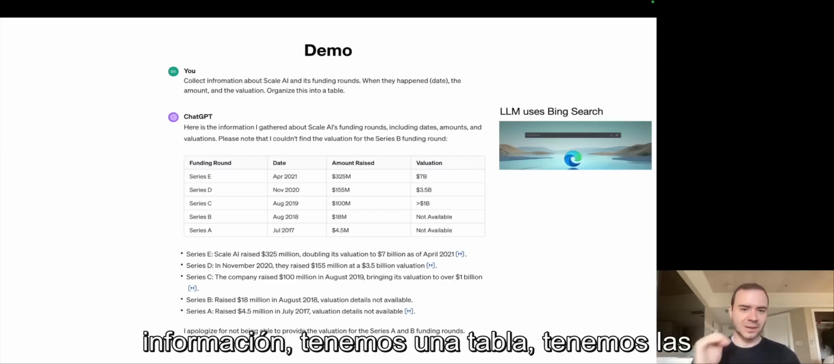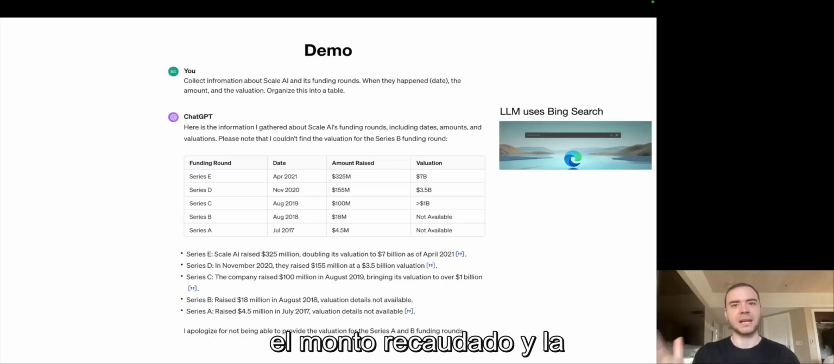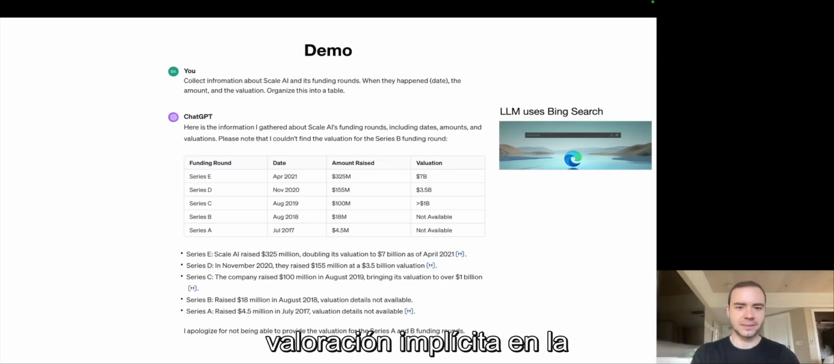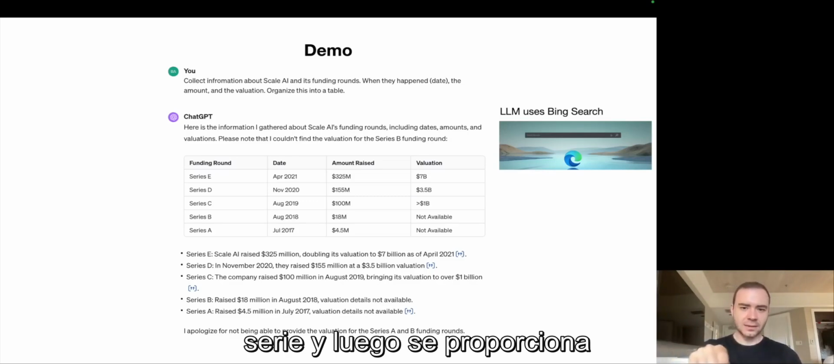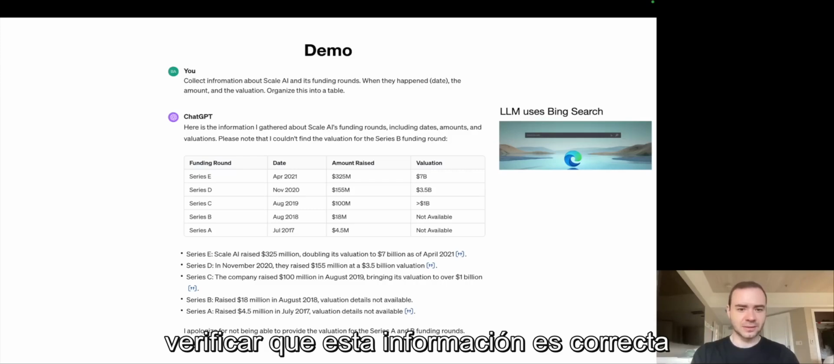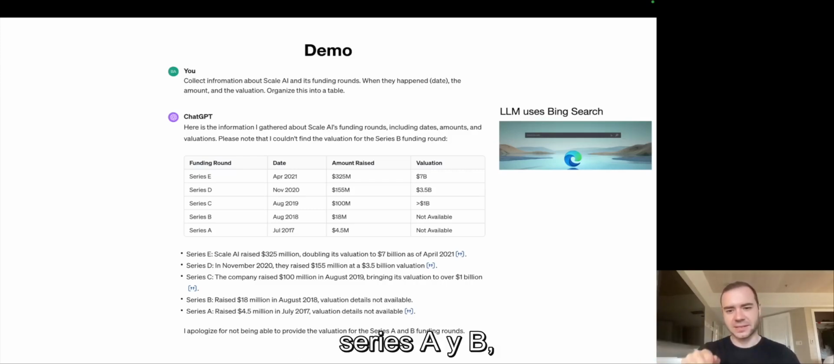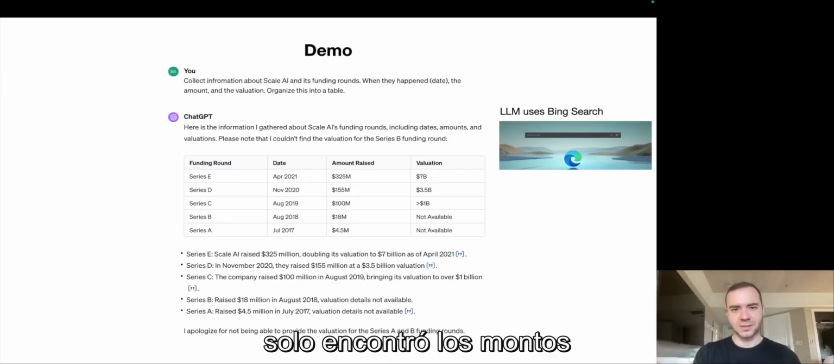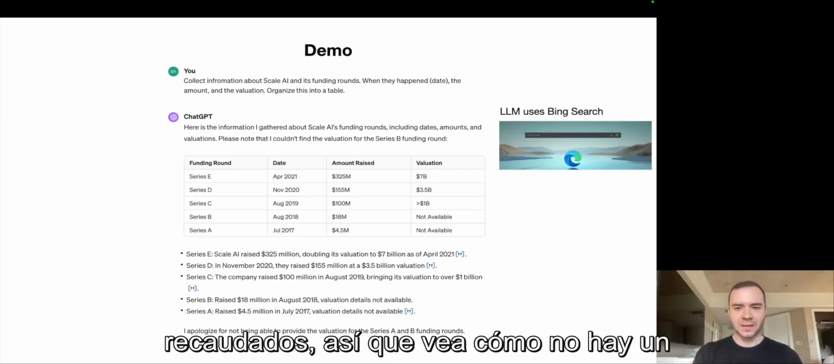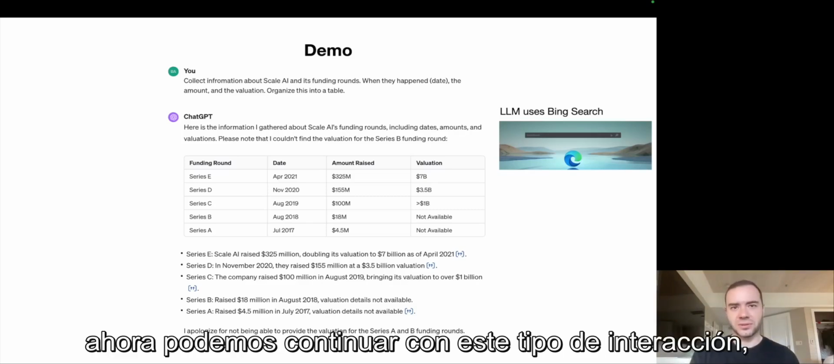We have a table. We have series A, B, C, D, and E. We have the date, the amount raised, and the implied valuation in the series. And then it provided the citation links where you can go and verify that this information is correct. On the bottom, it said that, actually, I apologize, I was not able to find the series A and B valuations. It only found the amounts raised. So you see how there's a not available in the table.